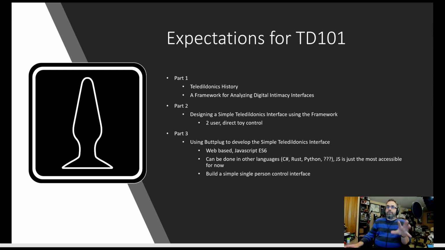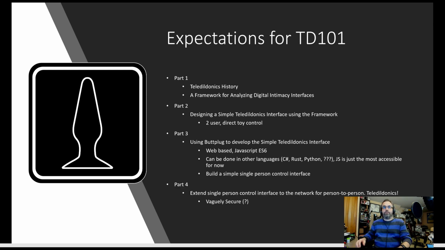And in part 3, we will not actually get all the way to teledildonics. What we want to do first is make an application that can just control toys on your side. So you don't have to worry about going to the network yet. You can just make sure your own toy works. And then in part 4, we will actually add the network part. So how do we connect to each other?